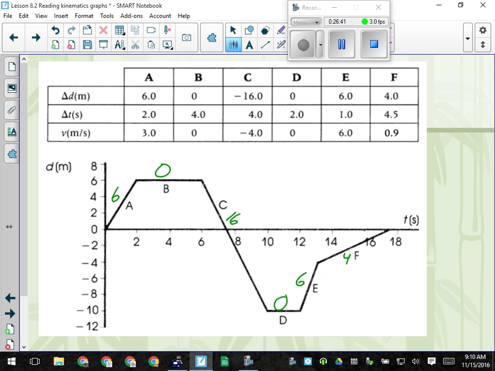The slope will be negative for sure. And yeah, I mean, your change would be negative. Whatever is changing in a negative way because it's getting smaller. Okay, any other questions on that one there?